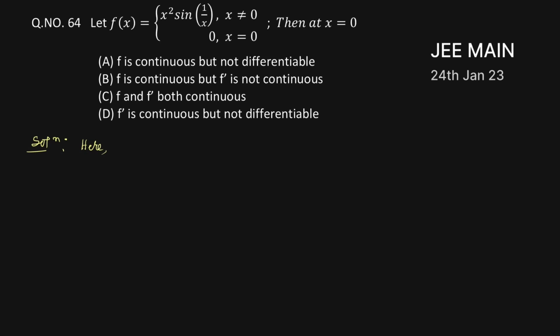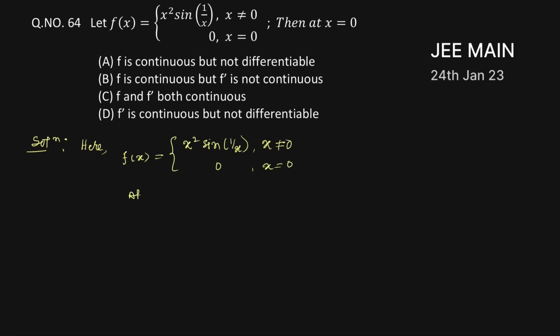So here f of x is given, which is equal to x square sine 1 by x when x is not equal to 0, and f of x is equal to 0 when x equal to 0. First of all, we have to check the continuity at x equal to 0. Let's see.